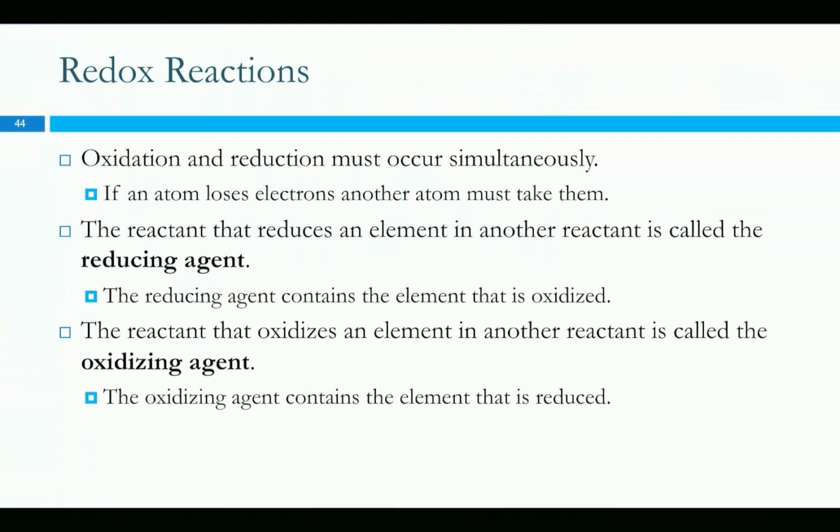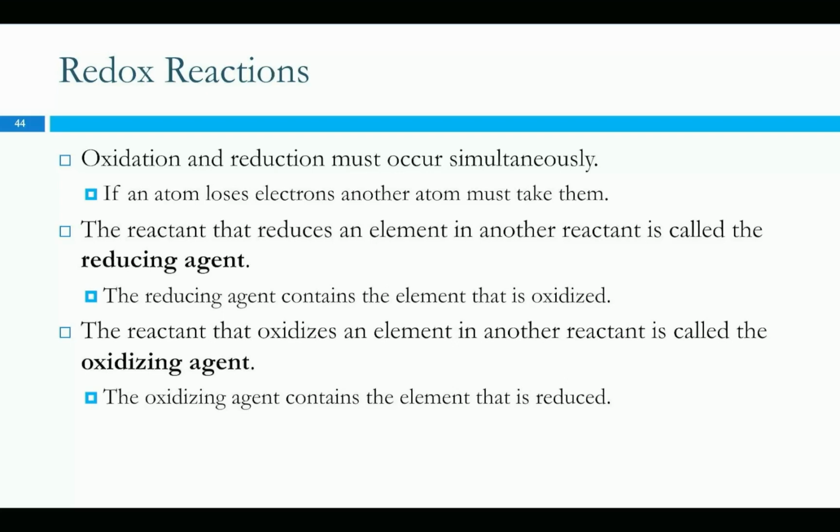Oh yeah, so oxidation and reduction must occur simultaneously. So that's why it's part of this chemical reaction. The nitrogen's picking up all these extra electrons from the tin, changing the charges, changing the oxidation states. And this is one of the more confusing things in this class.